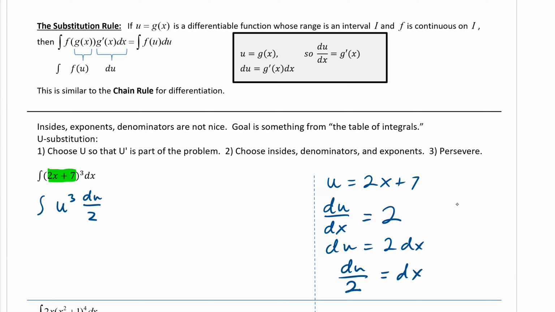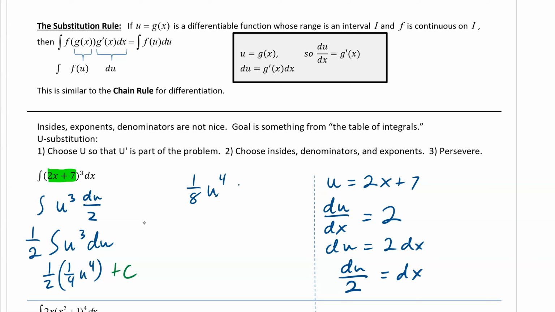So now you can see there's no more x. What we've done is taking something that was difficult to take the integral of without expanding and converting it into something that is much simpler now in terms of u. So we bring that half in front and we end up with this. And you know the integral of u cubed, that's just 1/4 u to the 4th. And we have a half. Remember, we got to put plus c. So this would become 1/8 u to the 4th plus c.